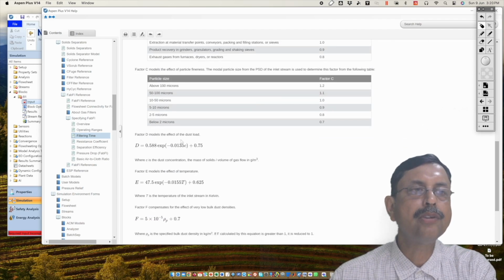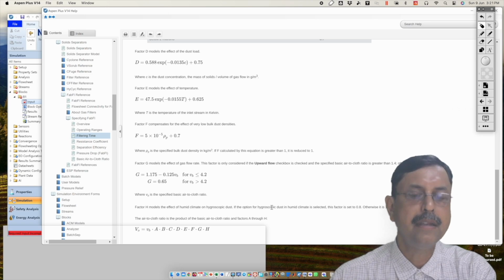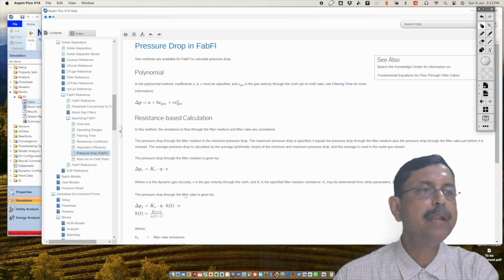D will be calculated based on the dust load. If C is the dust concentration, that is the mass of solid by volume of gas flow, then D can be calculated by this equation. Similarly, factor E can be calculated, factor F, G, H, everything will be calculated. And then all the factors are multiplied by the basic air to cloth ratio, which we have already discussed. So that can be taken as the final V0. With that, the filtering time can be calculated. And in case you provide the filtering time, then the pressure drop can be calculated directly over here.